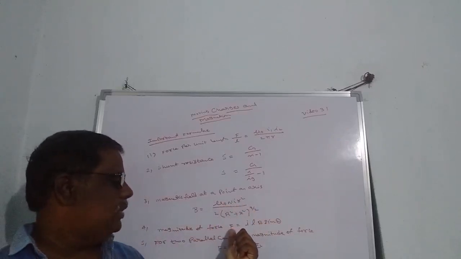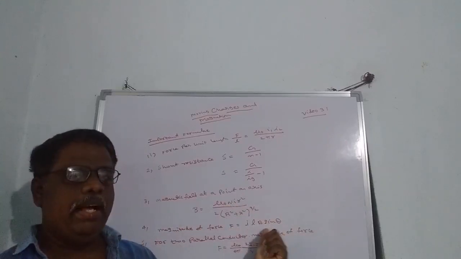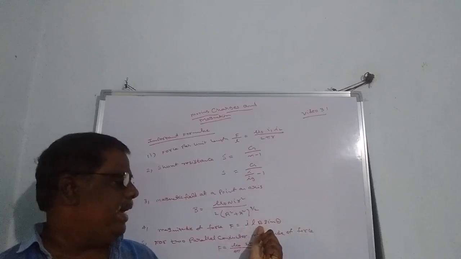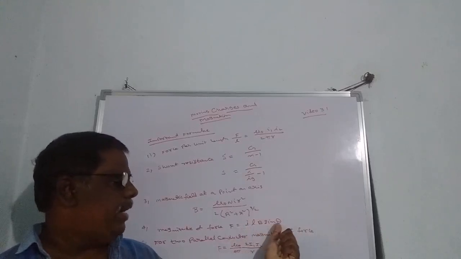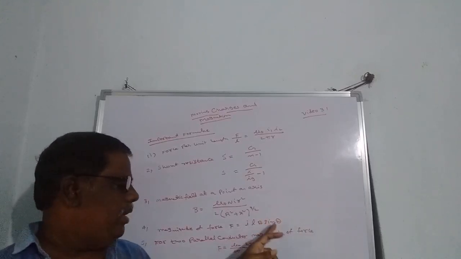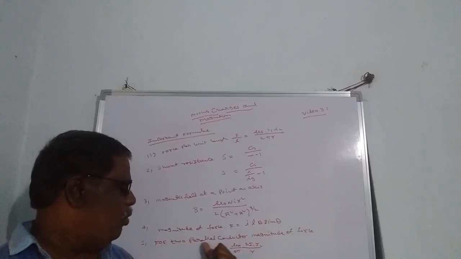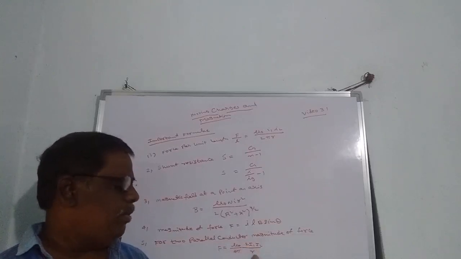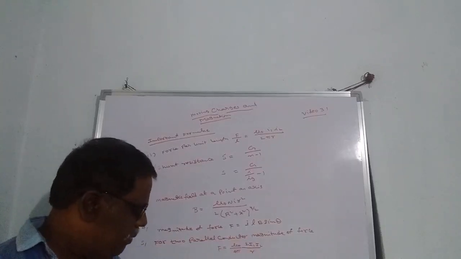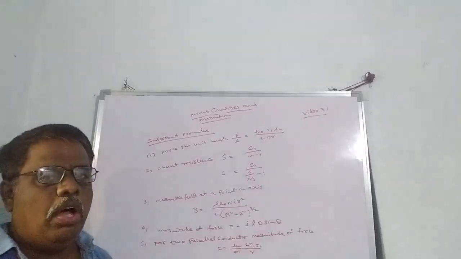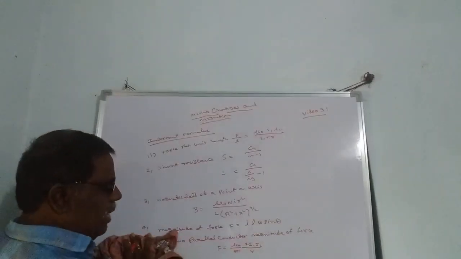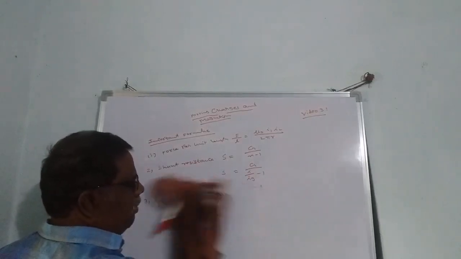square by 2 into R square plus X square whole to the power of 3 by 2. Next, magnitude of force F is equal to I L B sin theta, when they give current I, length of the conductor, magnetic field induction, and the angle between them. Next, for two parallel conductors, magnitude of force F is equal to mu naught by 4 pi into 2 I1 I2 by R. By using these formulas, today we can solve some problems. Okay, note down the formulas.